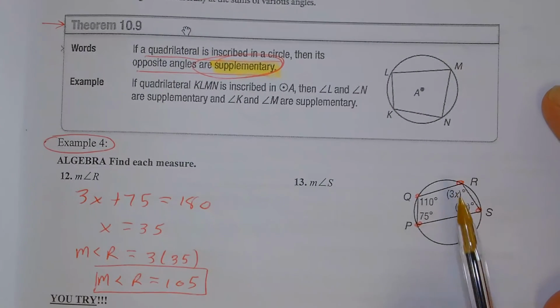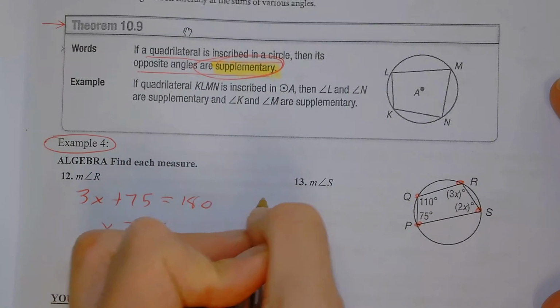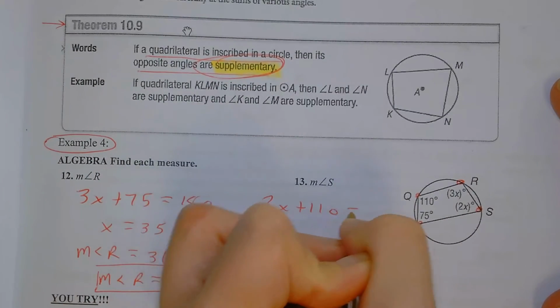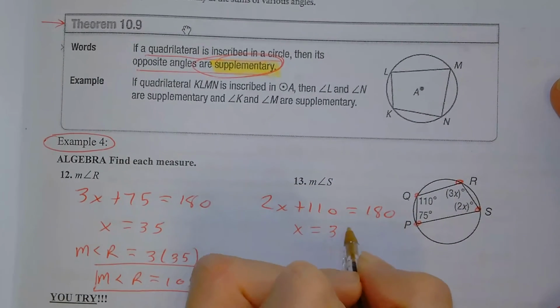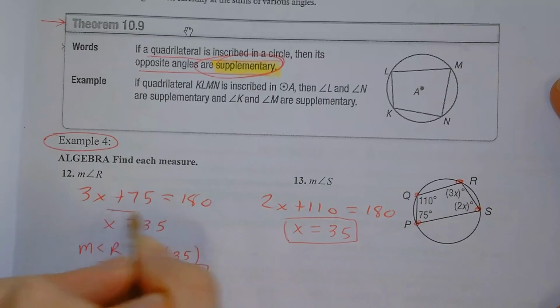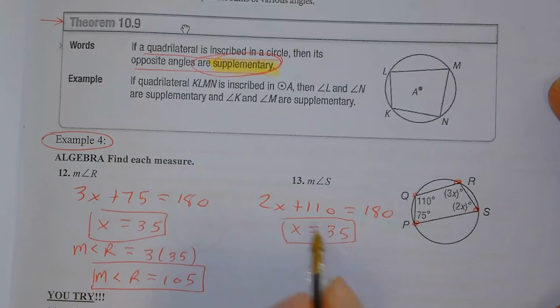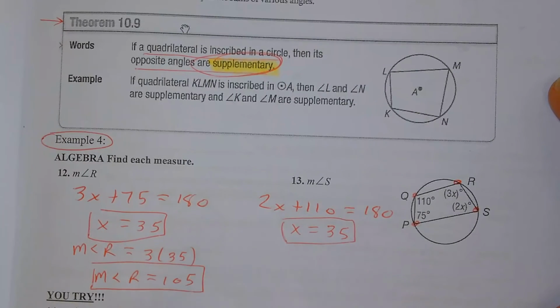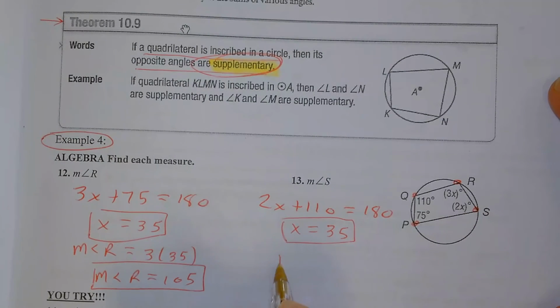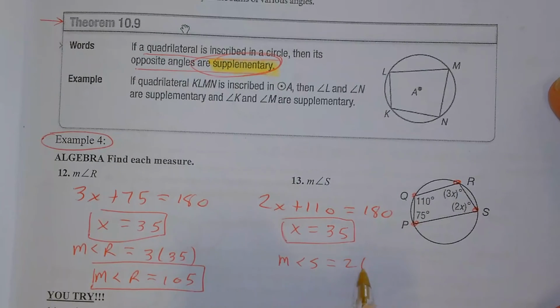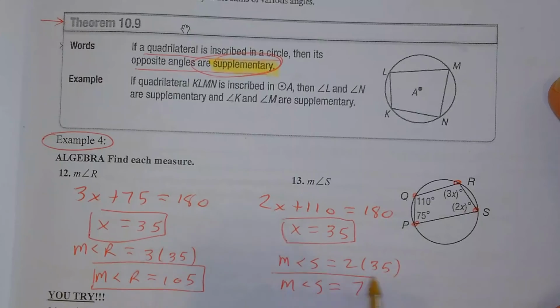I want to find S. S is supplementary with Q because it's an inscribed quadrilateral. So 2x plus 110 equals 180. Again, I solve for x. X is 35. Well, that's a coincidence. Oh, well, they were the same letters. I guess I already knew x was 35. I was thinking this was a y, so I didn't even have to do that. I knew x was 35. But then I'm going to put that back in. So the measure of angle S is 2 times 35, and the measure of angle S is 70.